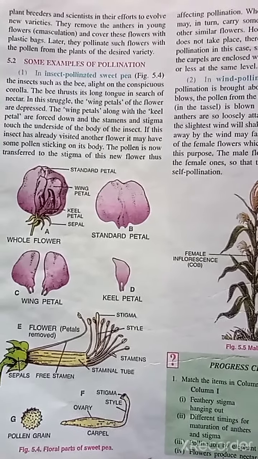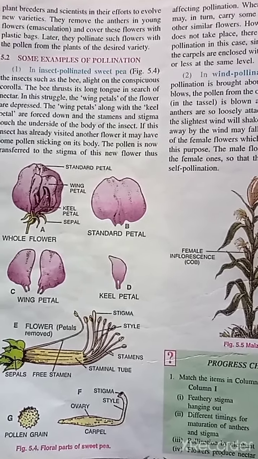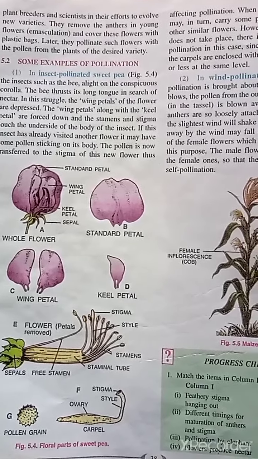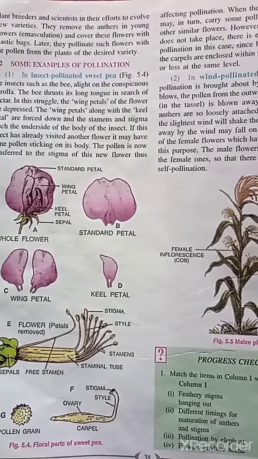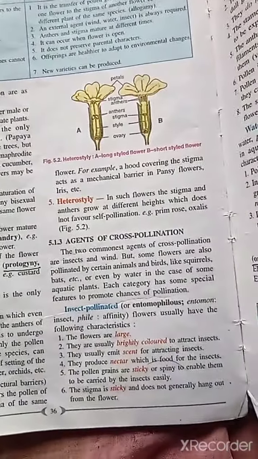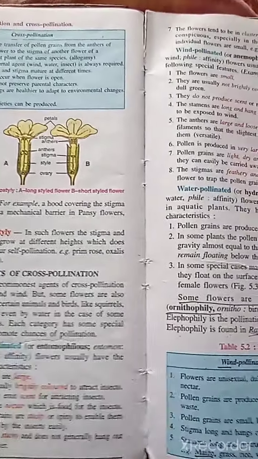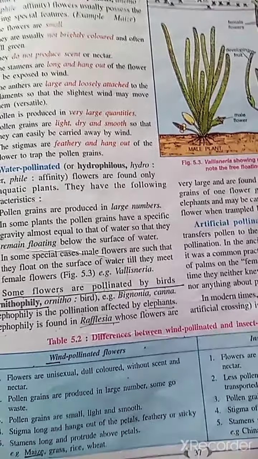In continuation with the chapter Pollination and Fertilization. Students, in my previous lecture, I have explained all about pollination, about self-pollination, cross-pollination and agents of pollination, in which I have told you all about insect pollinated, wind pollinated and water pollinated, as well as artificial pollination.